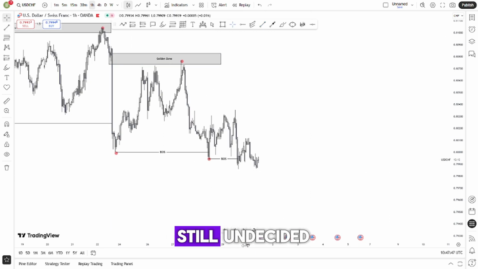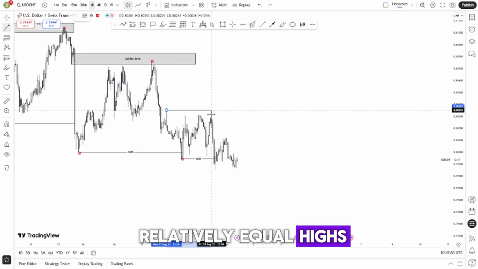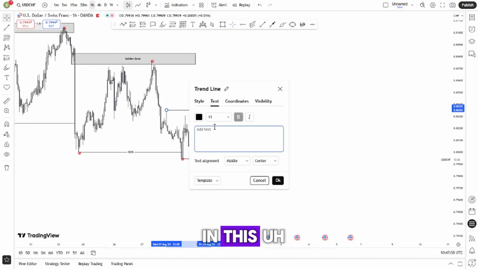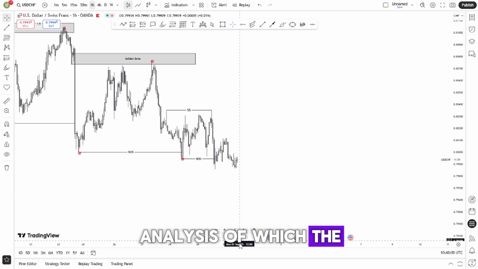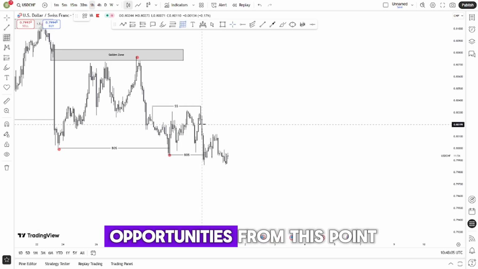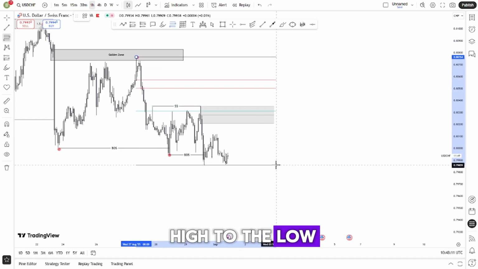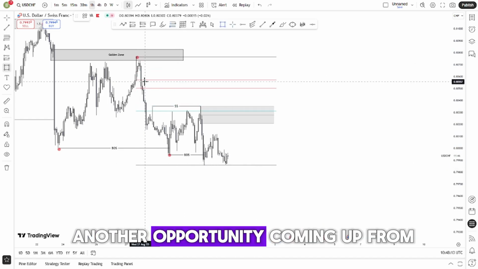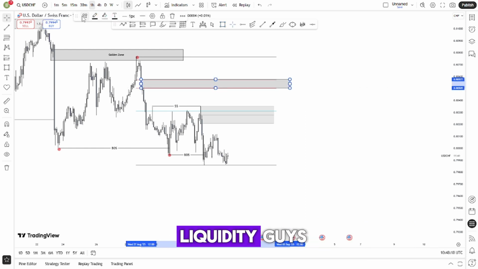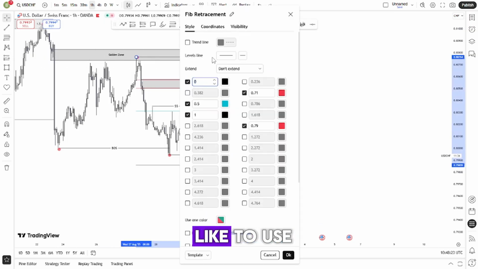So now we are still undecided, as you can see from this point. Seems like we had relatively equal highs around this area here, which confirms a bit of liquidity in this analysis. The liquidity will work out nicely, just because we expect some selling opportunities from this point, and we take a fib tool from the high to the low. Then we can have another opportunity coming up from this point if the market decides to take out the liquidity, guys. So just like that, this is the golden zone that I like to use.